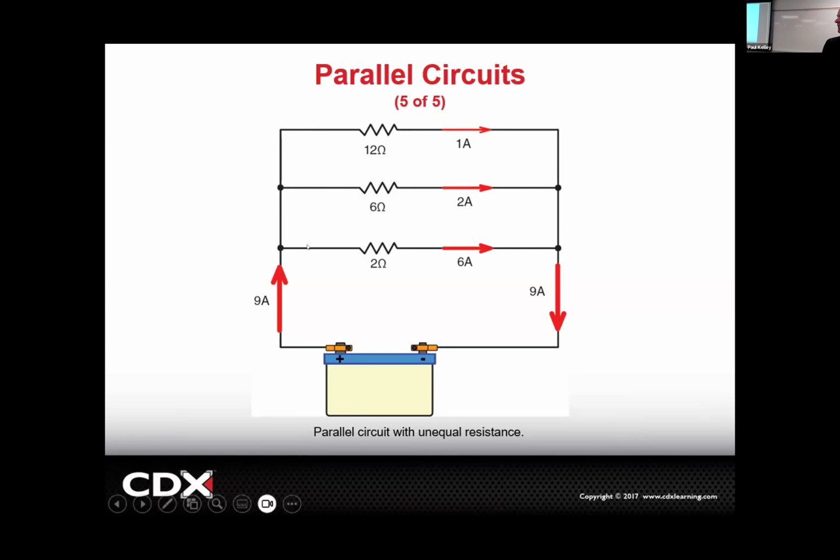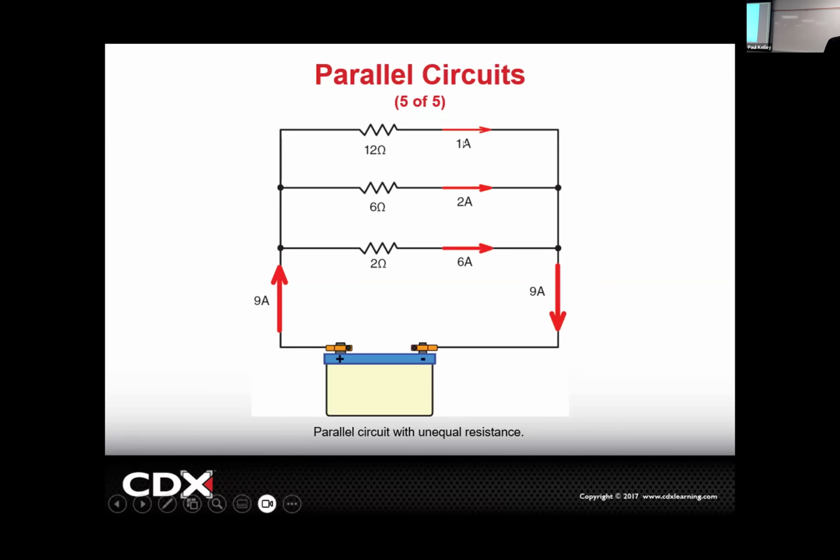And then this one gets 12 volts and it's only 2 ohms. So it's going to be 12 volts divided by 2, which equals 6 amps. So we have 1 amp, 2 amps, and 6 amps on this parallel circuit, but we only have 12, 12, and 12 volts. They all get 12 volts. They all just produce an individual number of amps.